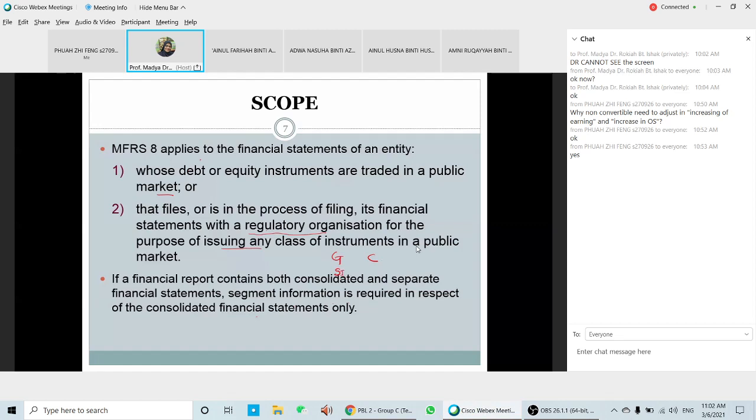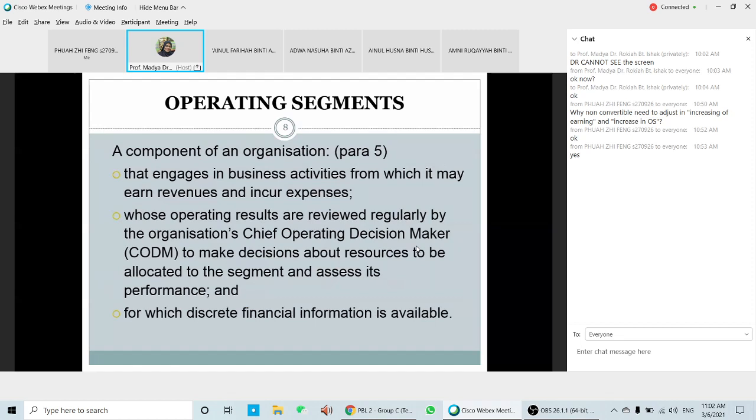Segmental information for the group only. For the operating segments, a component of an organization that is engaged in a business activity from which it may earn revenue and incur expenses. It has its own revenue and its own expenses, and its operating results are reviewed regularly by the organization's chief operating decision maker, or CEO.